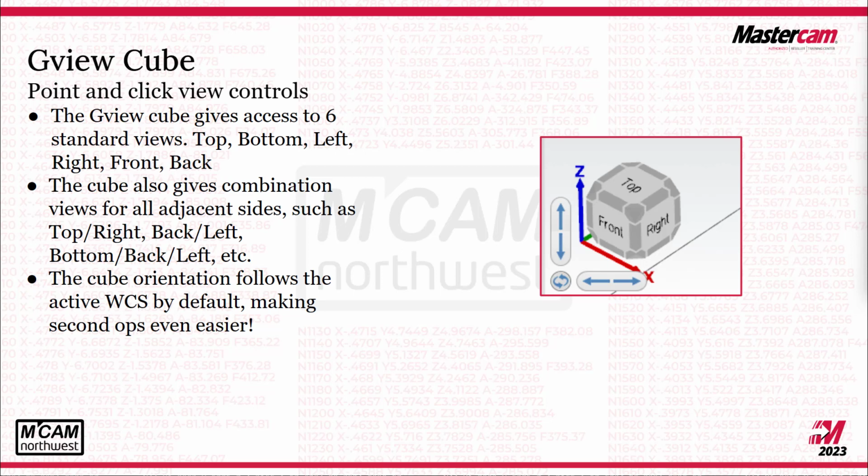Because it's just right there, and after you get a quick understanding of it, it becomes self-explanatory. So the GView Cube is found in the lower left-hand corner of the graphics screen, and it allows us to have quick access to several common views within Mastercam, and it also gives us new views that we haven't had before. It's also going to give us some additional movement controls as well. So let's take a look at how this works in practice and see how this can be useful to you.